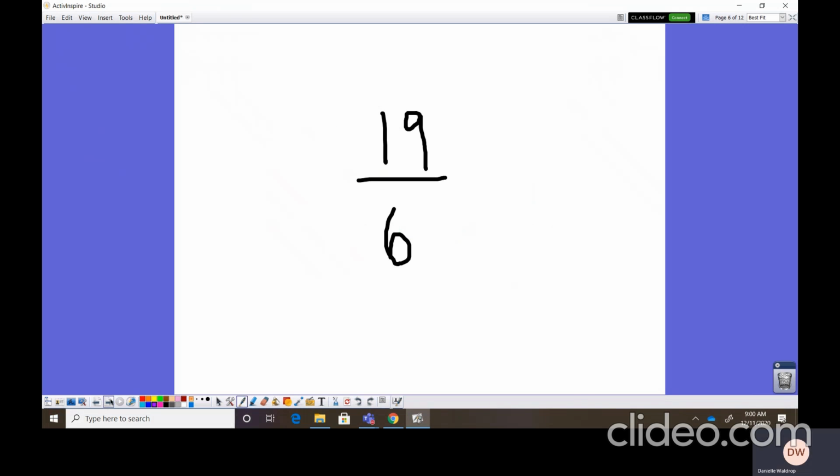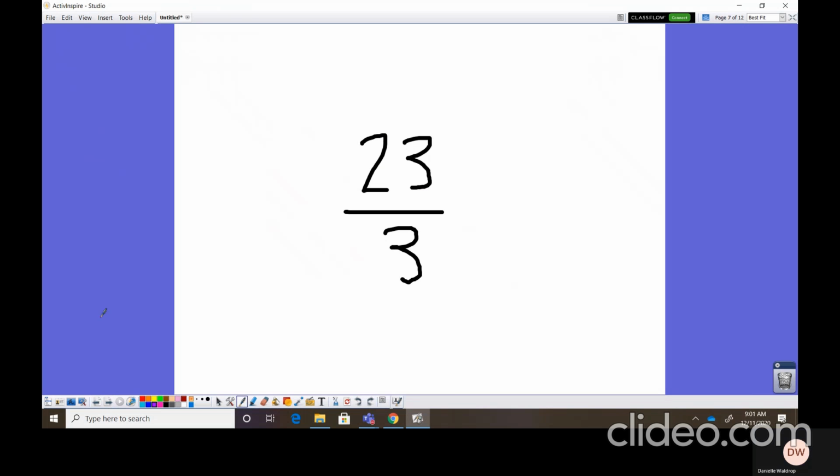All right, what about this next one? Is that improper or mixed? Good, that's an improper fraction because the numerator is the bigger number. Remember, basic standard fraction, the denominator should be the bigger number. So this one's improper. All right, one more. Is this one improper or mixed? Good, this one's also improper because you have the numerator bigger than the denominator.